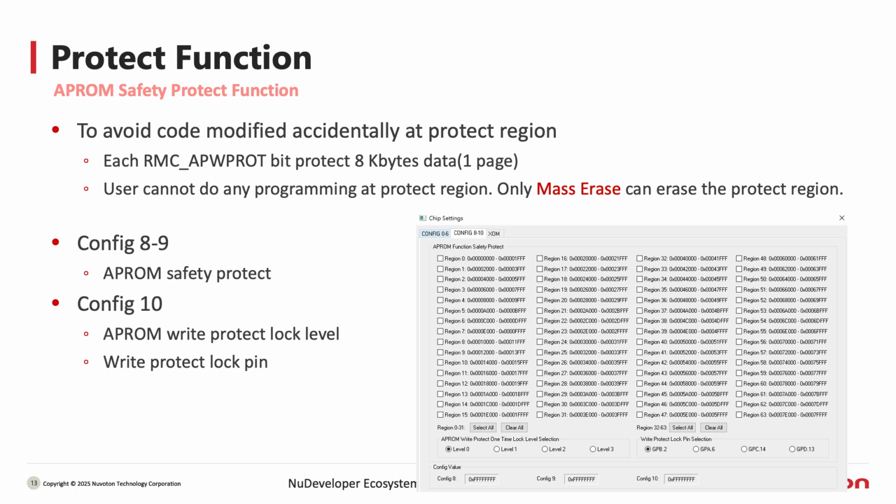The relevant settings can be found in Config 8 and 9 under AP-ROM Safety Protect, while Config 10 provides the AP-ROM Write Protection Lock level and the Write Protect Lock pin to further enhance security. These mechanisms ensure that firmware and data are fully protected during operation, preventing unexpected overwrites.